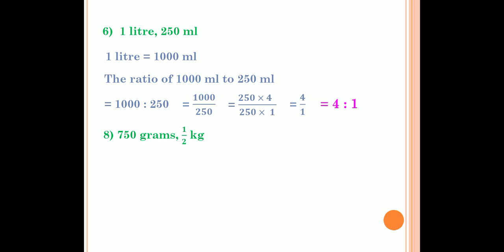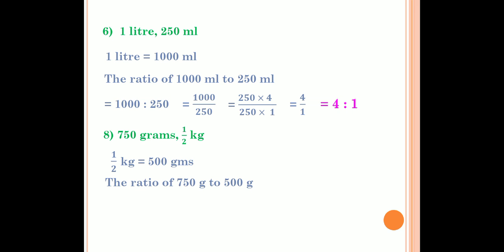Then the eighth sum. After the sixth sum, we directly go to the eighth because the seventh one is again for homework. 750 grams and half kg. Over here also, as we did in the example with kg and gram, the units are different. So it has to be converted. Half kg is equal to 500 grams. We know that half kg is equal to 500 grams. Why? Because 1 kg is equal to 1000 grams. So half of 1000 is 500.